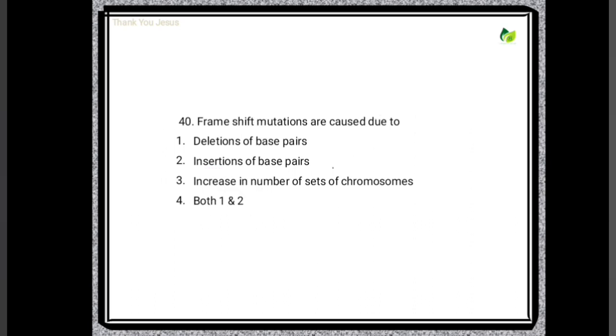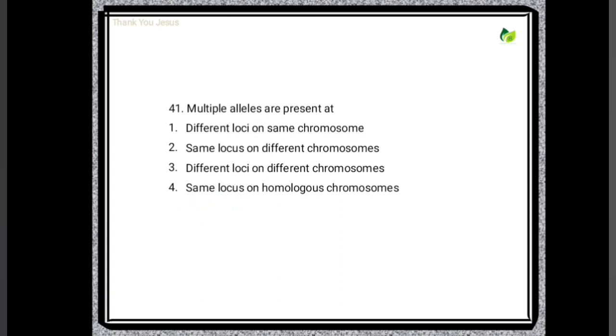So next question, frame shift mutations are caused due to. Options are deletions of base pairs, insertion of base pairs, increase in number of sets of chromosomes, both 1 and 2. Here the correct answer is the fourth one, both 1 and 2. Deletions of base pairs and insertion of base pairs are causing frame shift mutations. Let's see the next question.